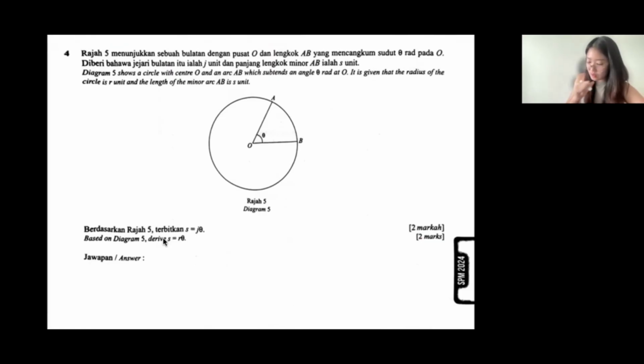Diagram 5. Okay, diagram 5 shows a circle with center O, an arc AB which subtends an angle at O. All right, it is given that the radius of the circle is r units. Okay, so this is r, meaning this is also r. Radius comes in a pair. Then minor arc AB is s units. Okay, this is s units. Based on diagram 5, derive.